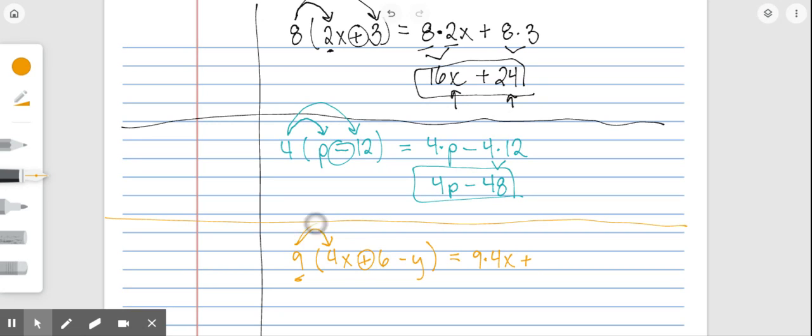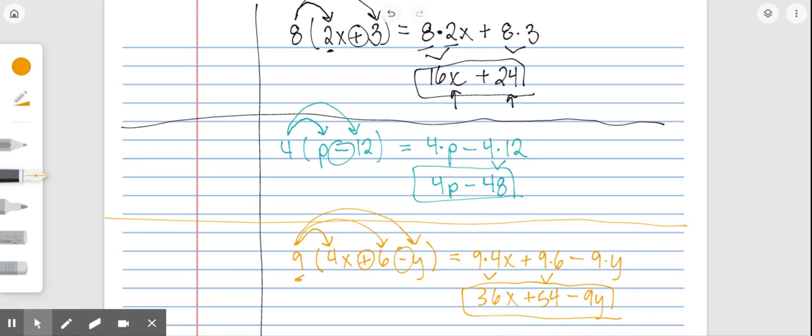Now I go to the next one. 9 times 6, or 9 groups of 6. This time I've got a subtraction sign, so I keep the subtraction sign. And last but not least, I go to the y. 9 times y. Okay. So 9 times 4x, or 9 groups of 4x, becomes 36x. 9 times 6 becomes 54. And 9 times y, that's going to stay 9y because we don't know what y equals.